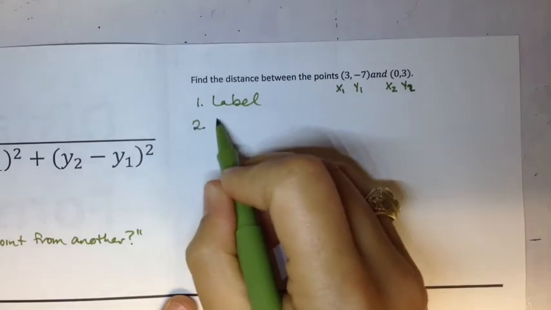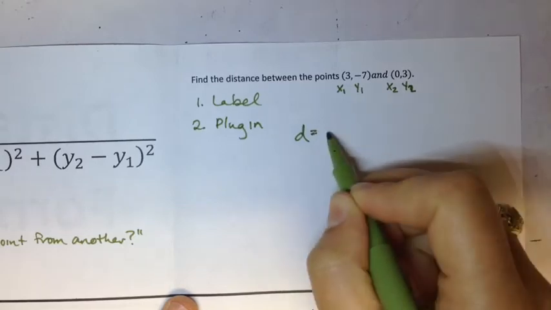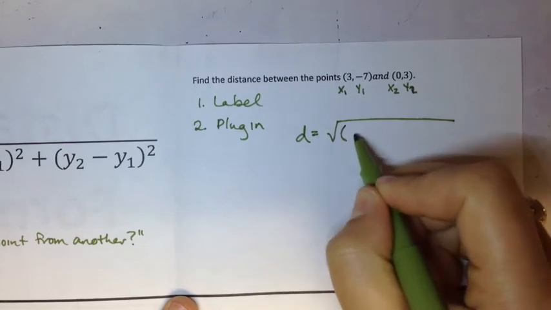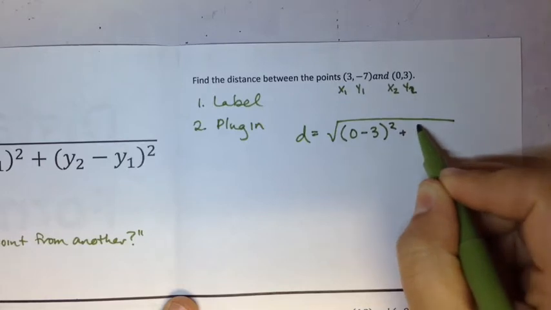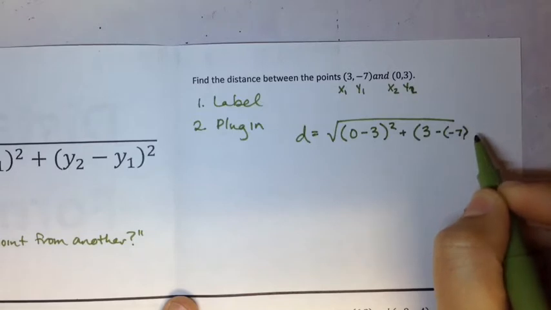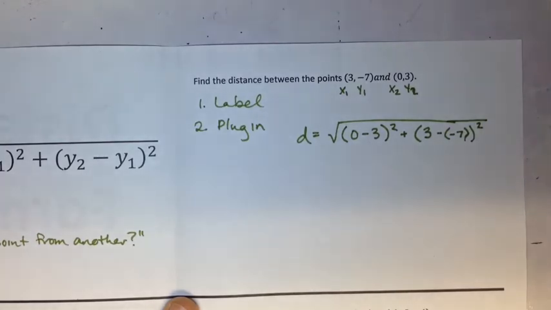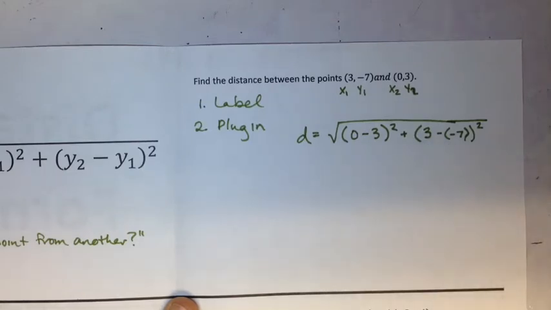The second step is to plug it in. So the distance between two points is measured to be the square root of, this is the formula over here, open parentheses x2 minus x1, close parentheses squared, plus open parentheses y2 minus y1, close parentheses squared. Yes, these parentheses are important because you are subtracting a negative number. Don't just mess up and put the wrong thing down there. You do need double parentheses there.